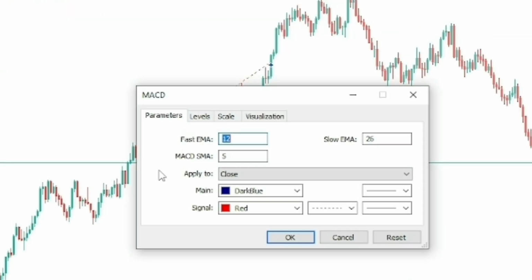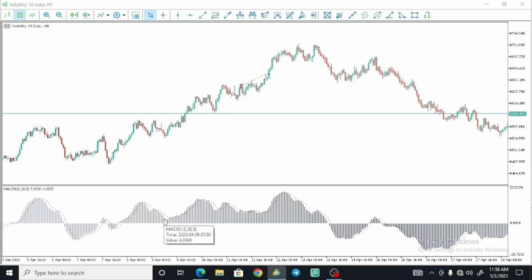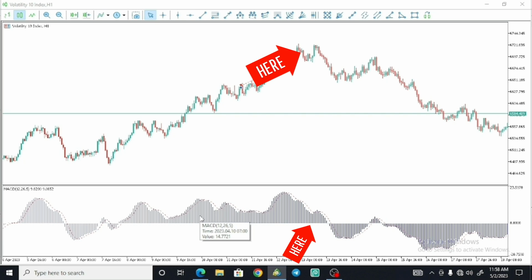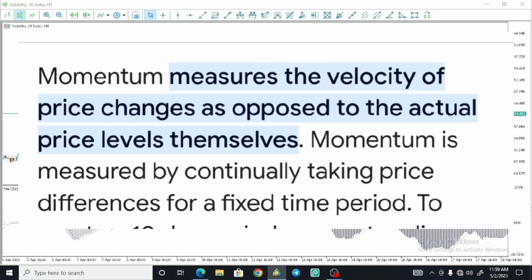The MACD stands for moving average convergence divergence. Once you put the MACD here with the default settings, you are going to see that if the market is going in an uptrend, the MACD is always going to be above the zero line, which means the momentum is going to the buyers. So the MACD measures momentum in the market. And if you don't know what momentum is, it is the speed that the market is moving in a certain direction.